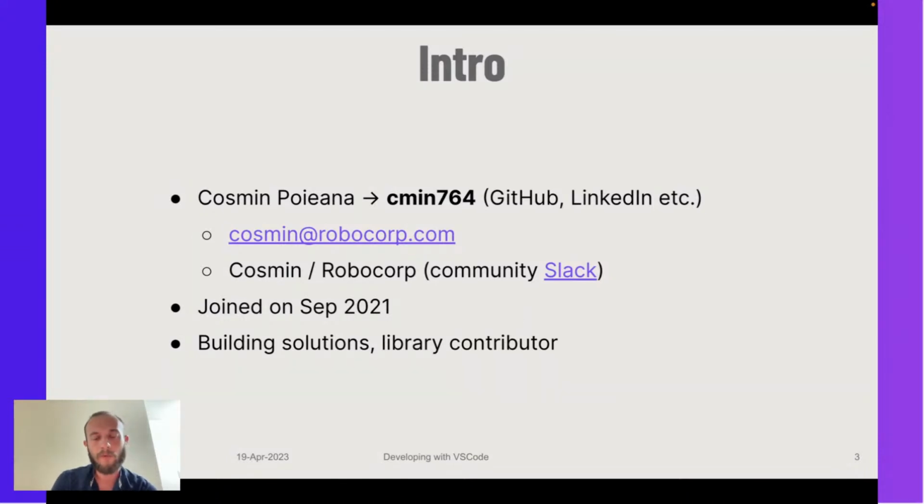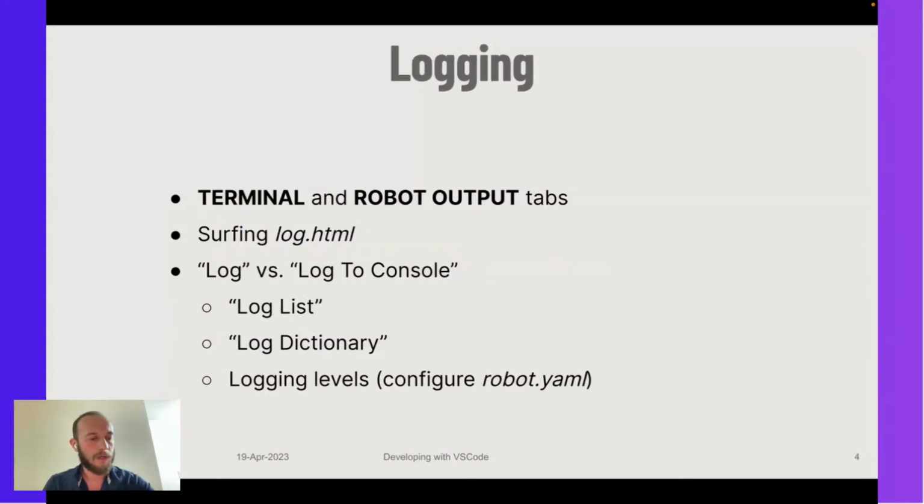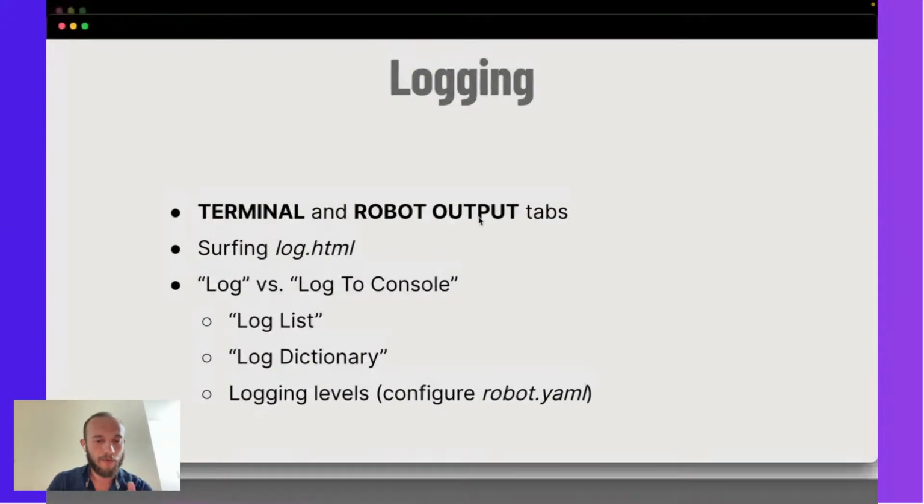So that would be the thing that we'll be using right in VS Code to build robots. That's exposing the keywords. So starting with the first thing here, what is actually logging? I will show you two things that are really helpful to understand better what happens in a robot when you run it, and after you run it: the terminal and the robot output tabs of VS Code. And this is right here.